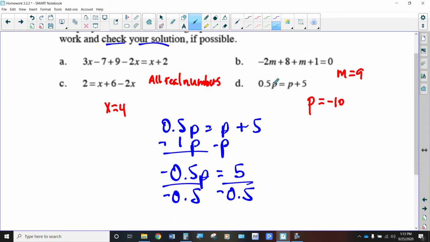Now, it's always a good idea to check, right? Check your solutions. So what is half of negative 10? Would be negative 5, should be equal to negative 10 plus 5. And sure enough, negative 10 plus 5 is equal to negative 5. So that checks out. Our solution is correct.